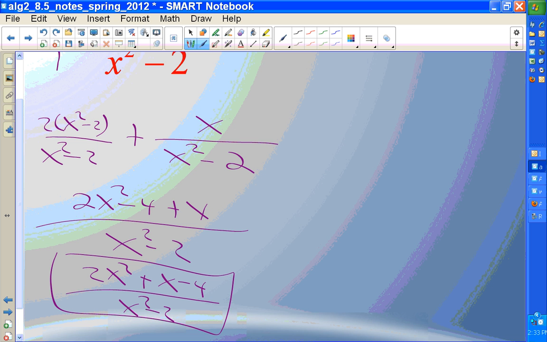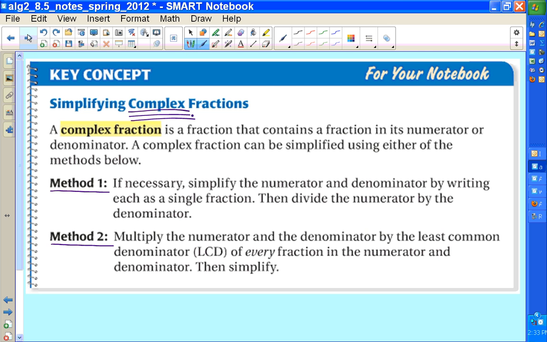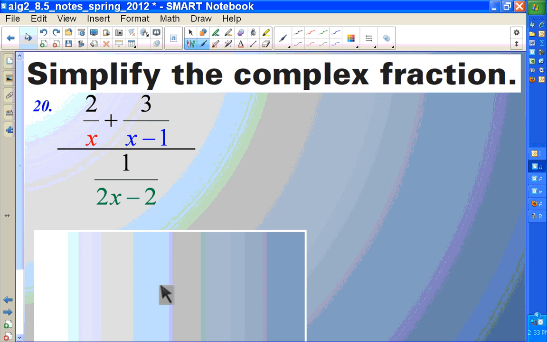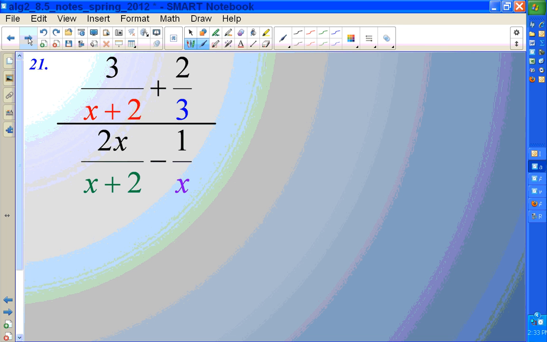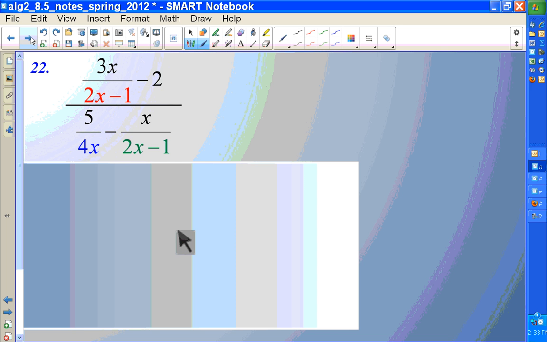Tomorrow we're going to take the concept of multiplying and dividing fractions, along with adding and subtracting fractions, and we're going to put them together. And you're going to see problems that start to look like this, where you have a sum of 2 fractions on the top, a fraction in the denominator. These are complex fractions, and they're pretty hairy. Okay?